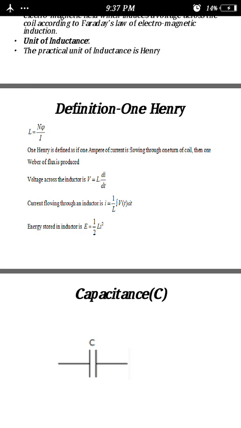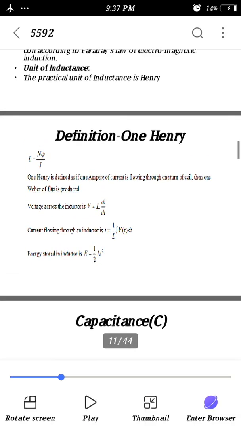Current flowing through an inductor, I is equals to, just taking the integral, 1 divided by L integral of V of t into dt. Finally, the energy stored in the inductor is E is equals to 1 by 2 L I square. So this is the inductance.